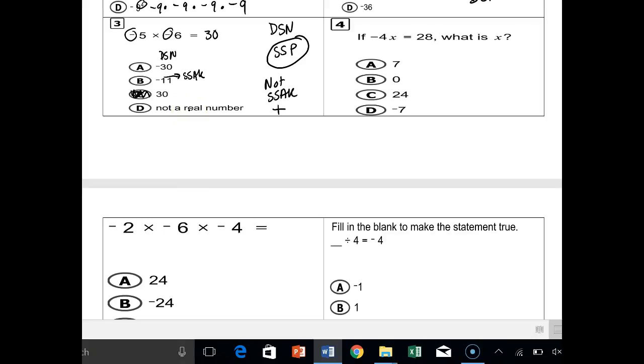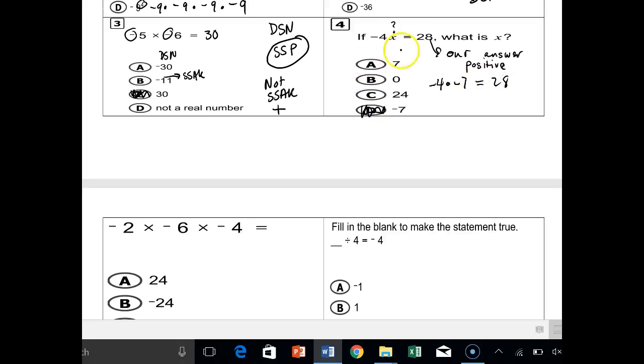Finally, for number 4 here, this is saying -4 times some number that we don't know, x, will give us 28. So let's think about it. Our answer is positive, and one of our numbers is negative. So to get a positive answer, we have to have same signs, right? So it has to be -4 times what number will give us 28? Well, that's -7. So your answer in that case is D.